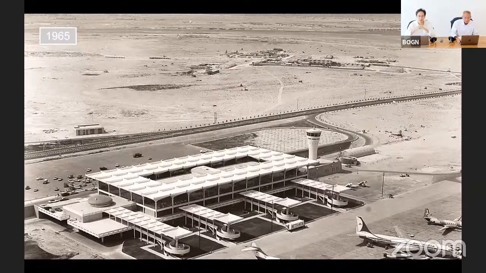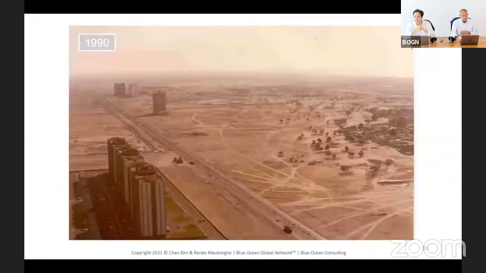This is the airport of this city. You can see a single terminal, single runway. And I will show you as well how it looked in 1990, 25 years later, still quite undeveloped, I would say. There's still a single highway running across, with very few multi-story buildings.